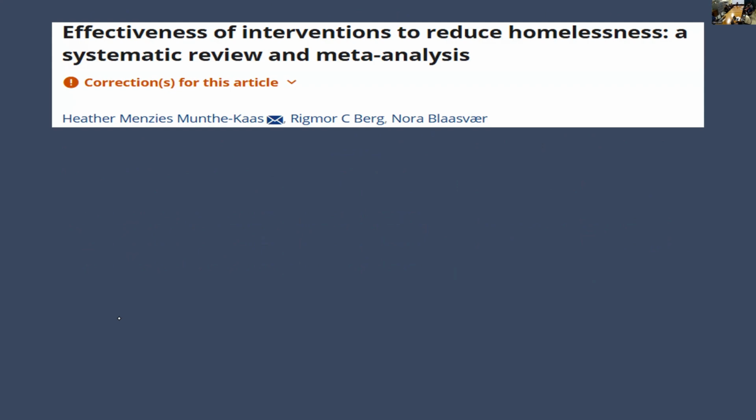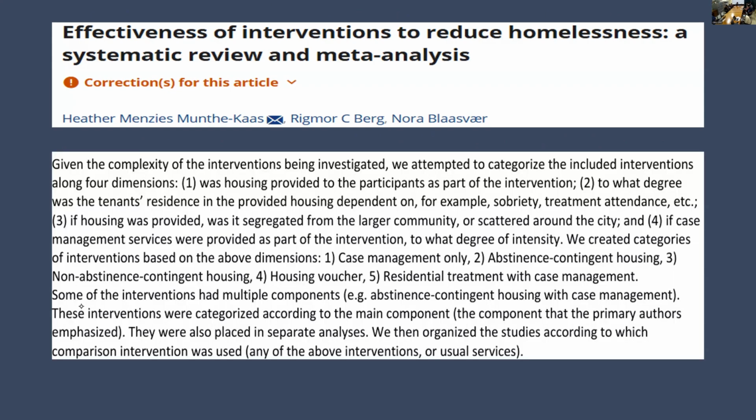This is "Effectiveness of interventions to reduce homelessness: a systematic review and meta-analysis." So here he's got 4 dimensions. It was a complex thing, so he divided it into 4 dimensions. Was housing provided to the participants as part of the intervention? To what degree was the tenant's residence in the provided housing dependent, for example, on treatment adherence, and so on and so forth?